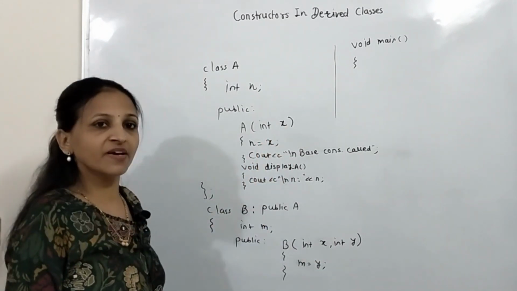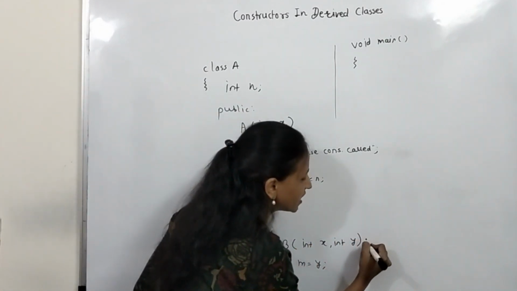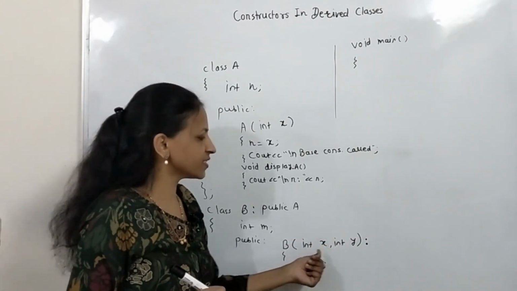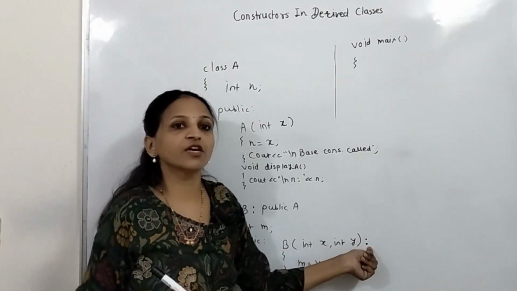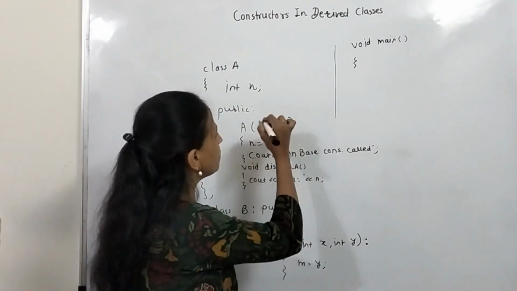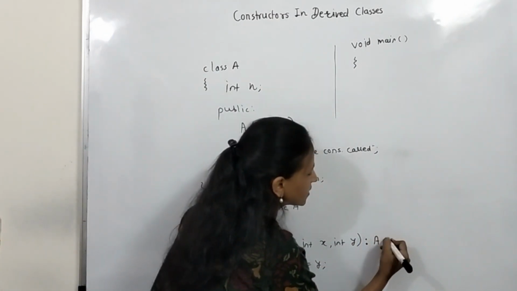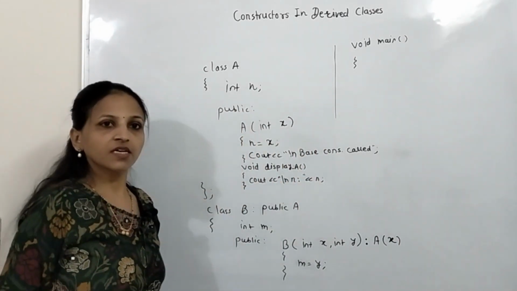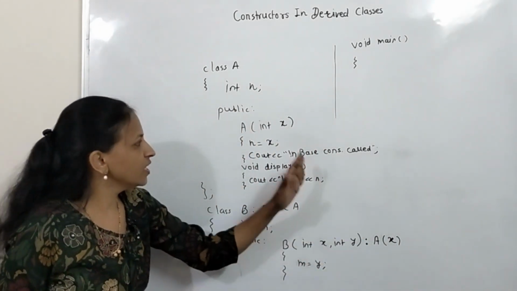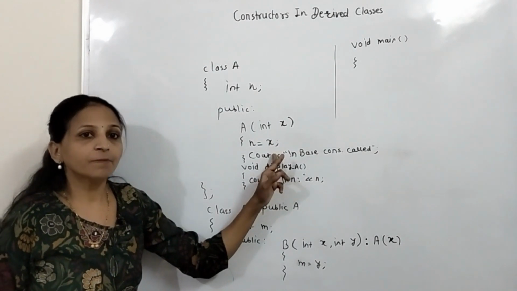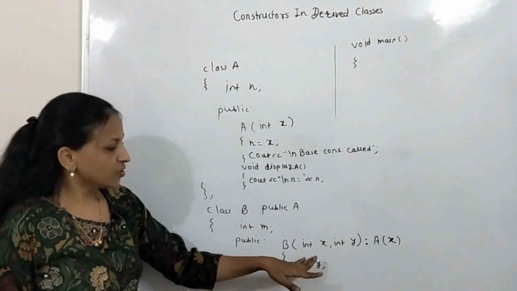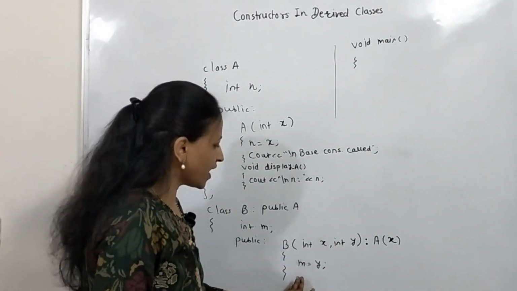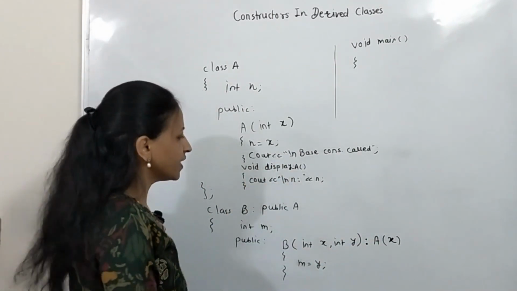Now how to call the base class constructor? Simple way, just like inheritance. After this constructor signature, we have to write one colon, and then call the base class constructor like class name A, and we pass x here. In this way we call the base class parameterized constructor through the derived class constructor, and m is equal to y we have assigned.